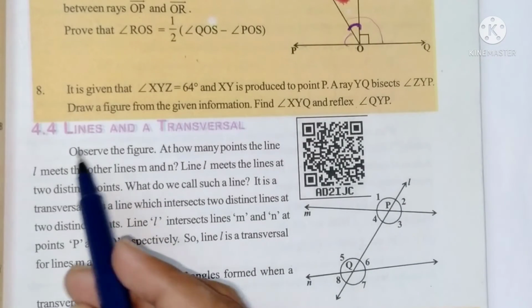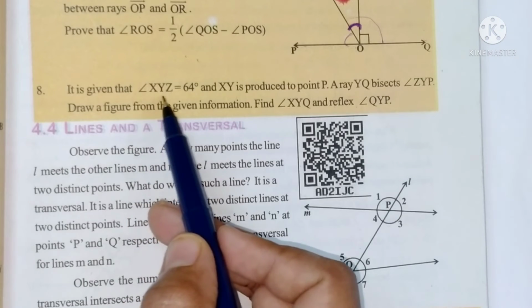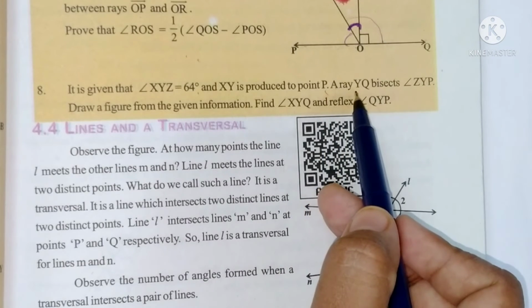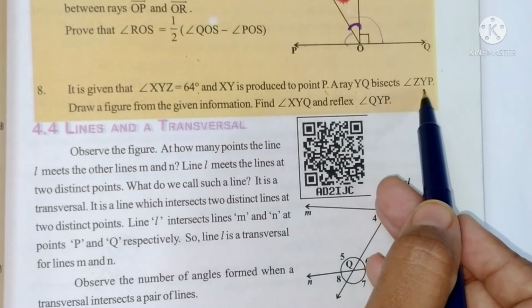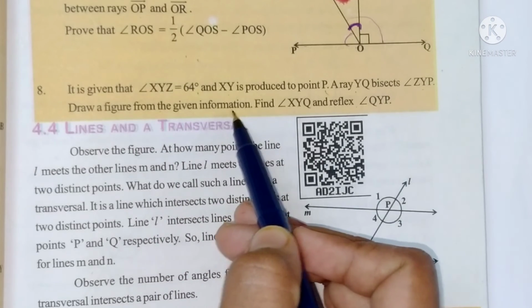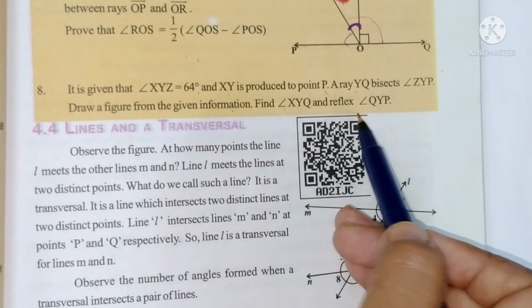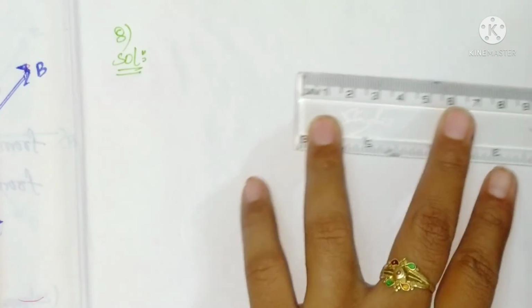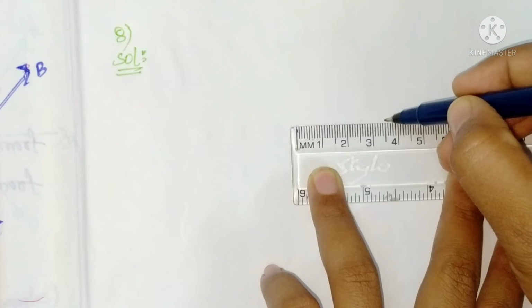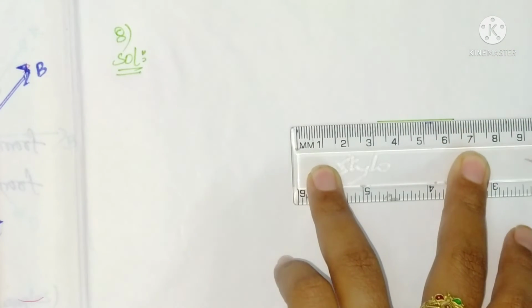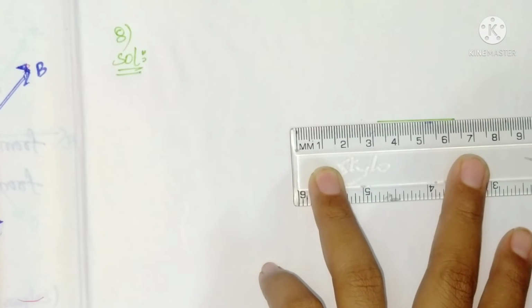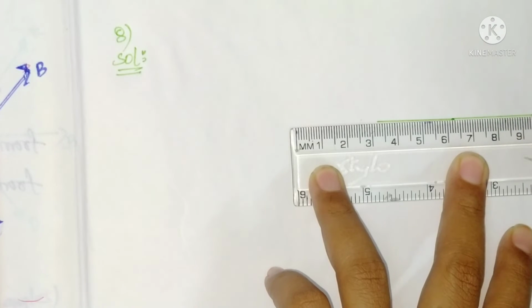The 8th problem, the last problem in this exercise. It is given that angle XYZ is equal to 64 degrees and XY is produced to a point P. A ray YQ bisects angle ZYP. Draw a figure from the given information. Find angle XYQ and reflex angle QYP. Now we'll see. First XY is there, so we'll draw a line XY and it is produced to a point P.